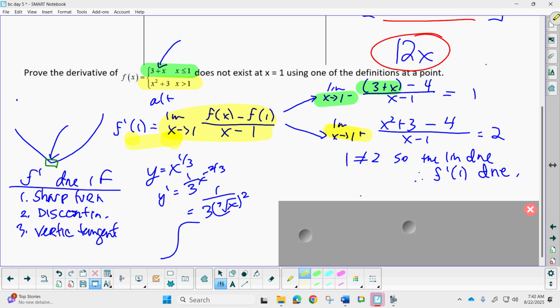As you approach from the left, the function on the left uses 3 plus x. The slope from the left approaches 1. The derivative from the right uses x squared plus 3. The slope from the right is 2. Well, if one-sided limits are different, then the two-sided limit doesn't exist. If 1 is not equal to 2, the limit does not exist, and the derivative is the limit, and therefore the derivative does not exist.